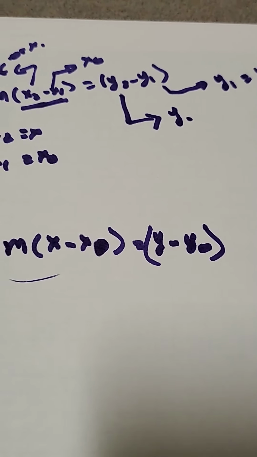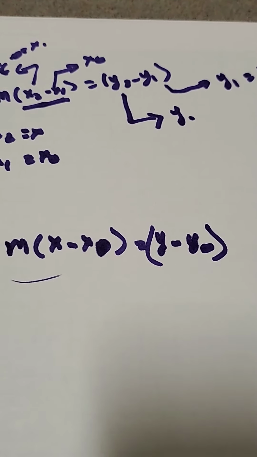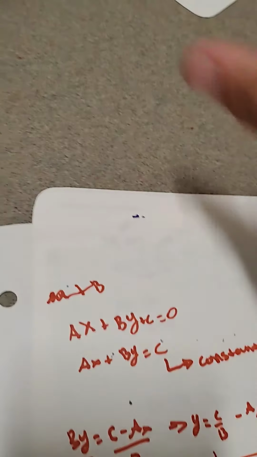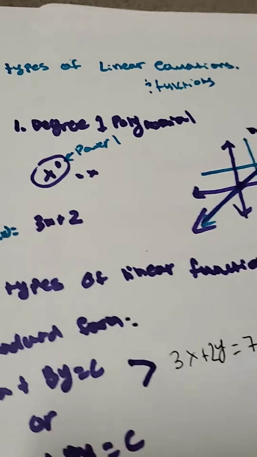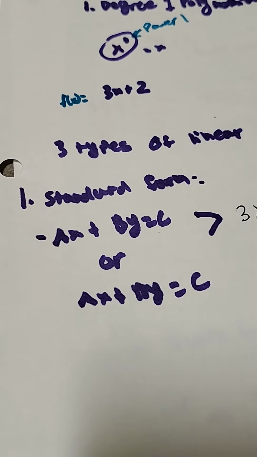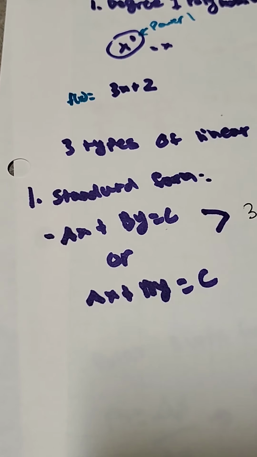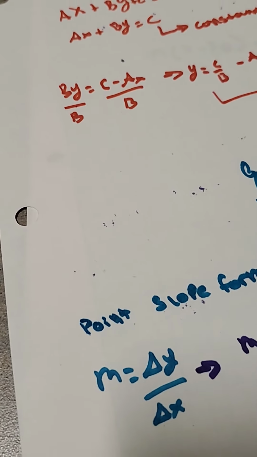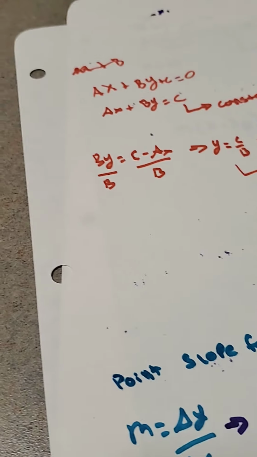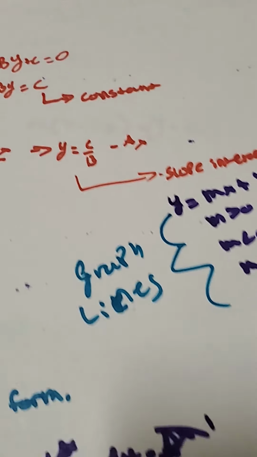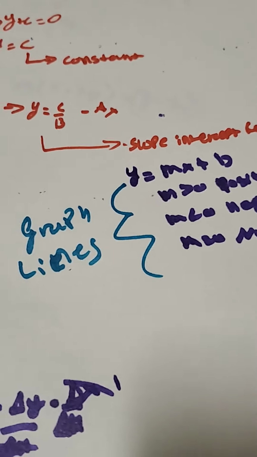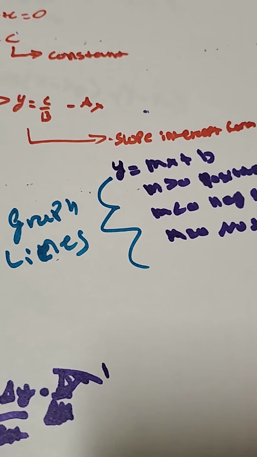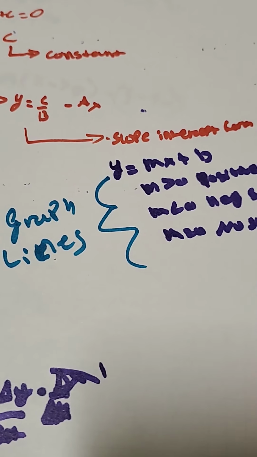But just a quick recap. There are three different forms of linear functions, not types. Standard form, which is ax plus by is equal to c, is the most common form for things being jumbled. We have the slope-intercept form, y is equal to mx plus b, which I showed you in the previous video, and it's what we use to graph lines.